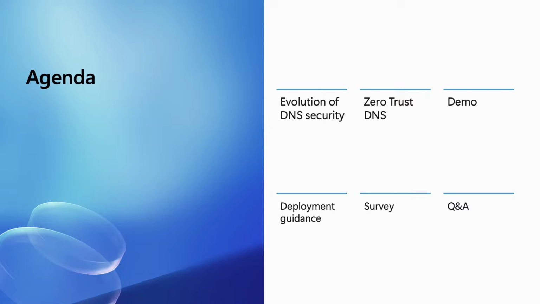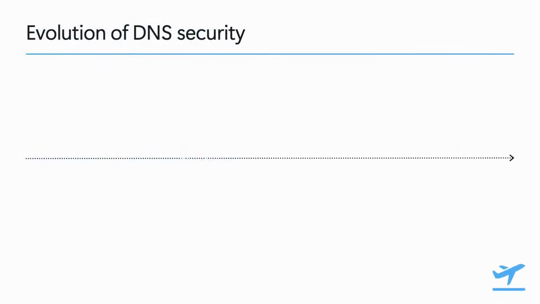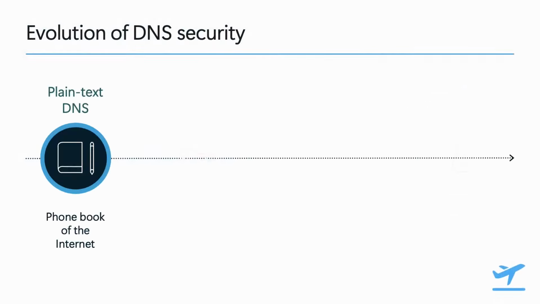As you may already know, DNS is the phone book of the internet. It resolves domain names like Microsoft.com to IP addresses like 1.2.3.4. When DNS was first designed in the 1980s, it was designed to be functional, not secure. The protocol was plain text, which allowed hackers to see every domain you looked up, and also alter the resolutions to redirect you to a different page.